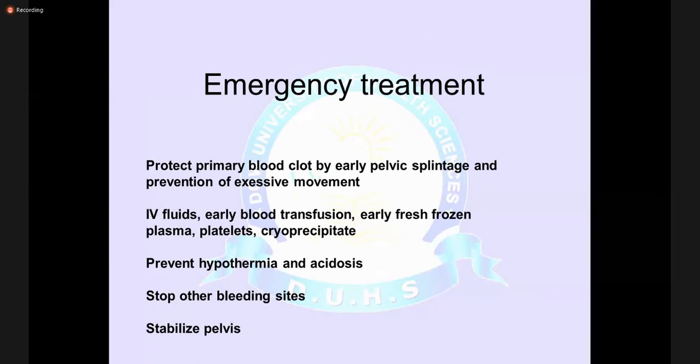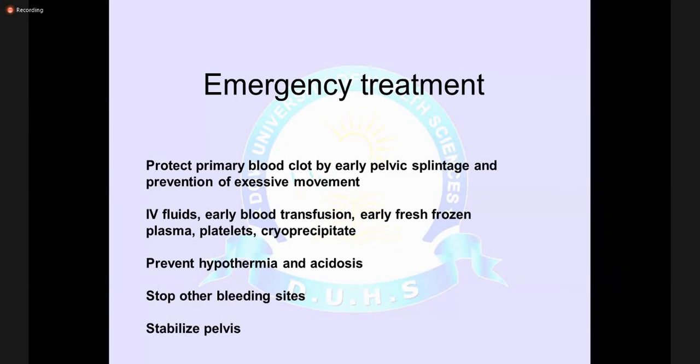Emergency treatment: as we know, the major vessels are passing through, the common iliac vessel is passing from the pelvic brim, and when there is an injury of the pelvis, it can cause rupture of the vessels. In the posterior part of the large intestine, there is a rich venous plexus. If injury occurs to this, it will cause hematoma and aggressive blood loss, which can cause a fall of blood pressure.